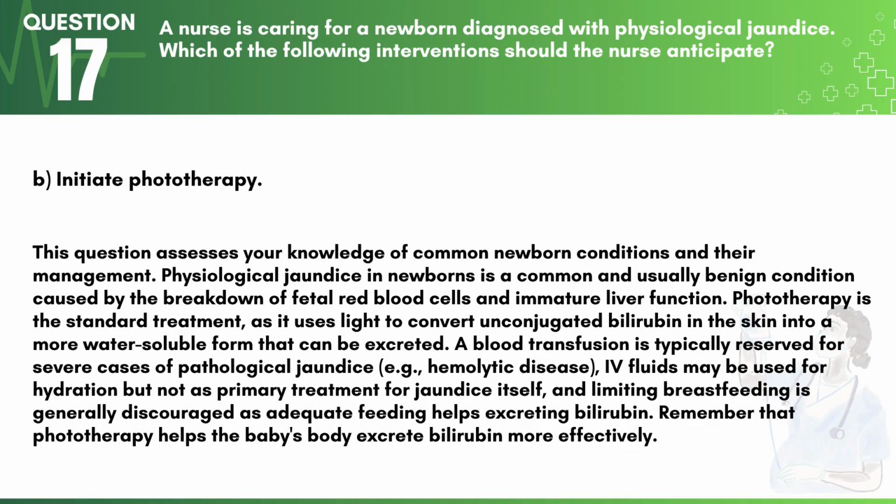A blood transfusion is typically reserved for severe cases of pathological jaundice, for example hemolytic disease. IV fluids may be used for hydration but not as primary treatment for jaundice itself, and limiting breastfeeding is generally discouraged as adequate feeding helps excrete bilirubin. Remember that phototherapy helps the baby's body excrete bilirubin more effectively.